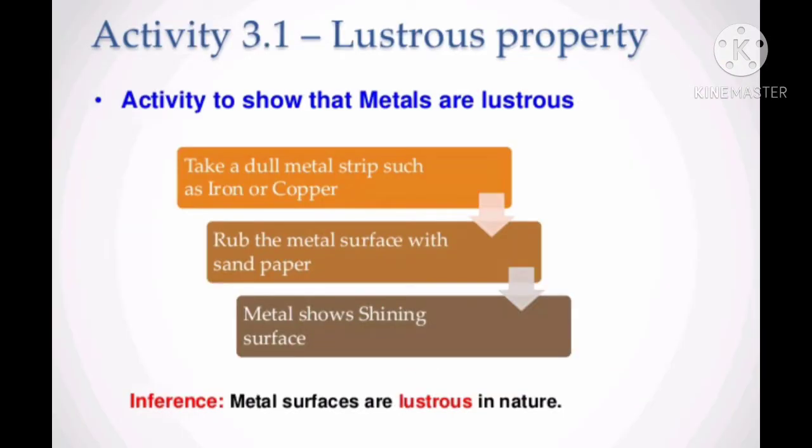So activity 301 on page number 37 is written to show that metals are lustrous in nature. Here, take a metal strip such as iron or copper. We can take any one and then rub the metal surface with sandpaper. Sandpaper is a little rough, and we rub the metal with it. After rubbing, the metal will show a shining appearance. So this proves that metals are lustrous in nature.